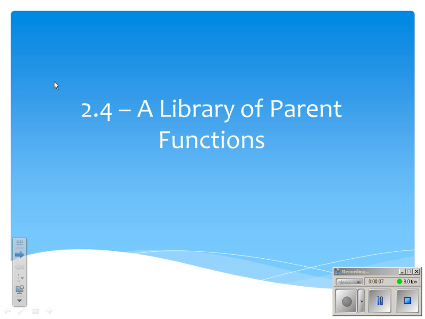This lesson is for Chapter 2, Section 4, A Library of Parent Functions. If all of you would please get your notebooks out and start in your textbook on page 198, we will get this started.